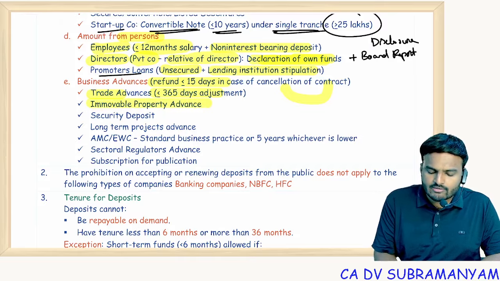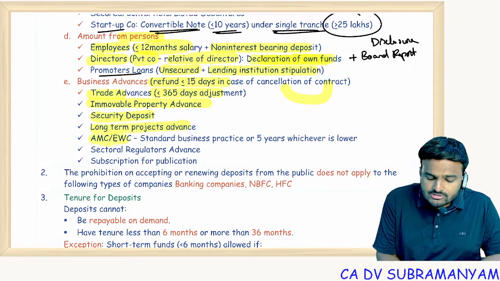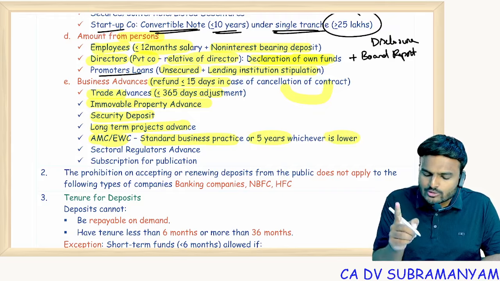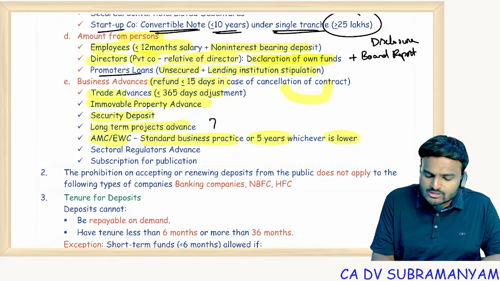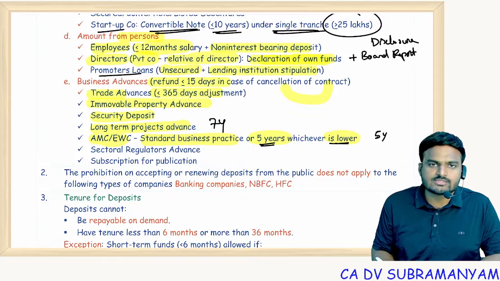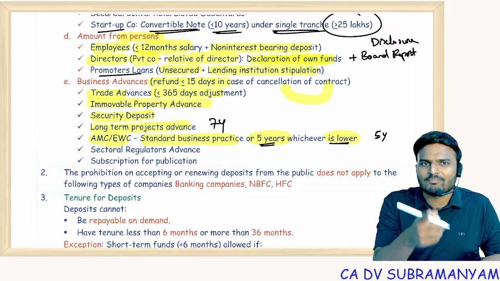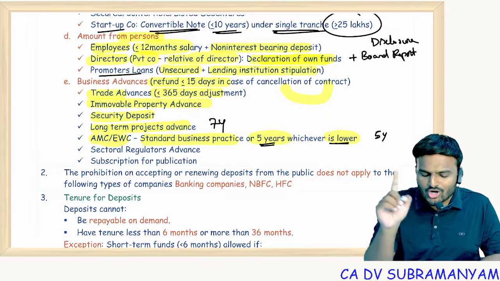Immovable property advance, security deposit, long-term project advance, AMC, EWC: standard business practice or 5 years, whichever is lower. In the last attempt, a 2 marks MCQ came. Standard business practice, they said 7 years. 7 or 5, whichever is lower, means you have to take 5 years. So if any advance was accepted for 7 years, it becomes a deposit. The exempted deposit benefit will not come.